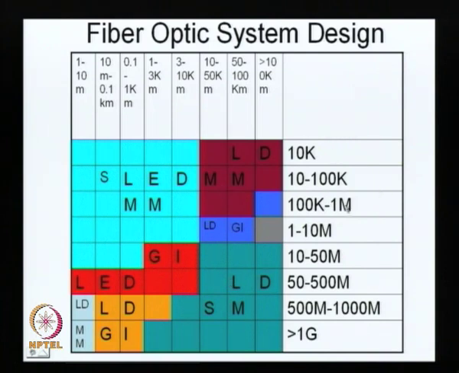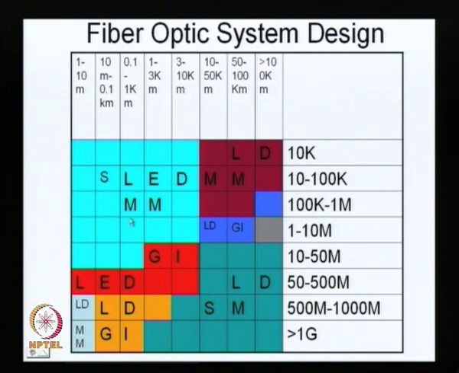And these are the different data rates which you have. You start with the very low data rates like 10K, more like audio signal, and can go as high as few gigahertz or few gigabits per second. So these are the different combinations of the source and detectors which we get. So here we are having SLED, which is surface light emitting diode, and a multimode fiber.